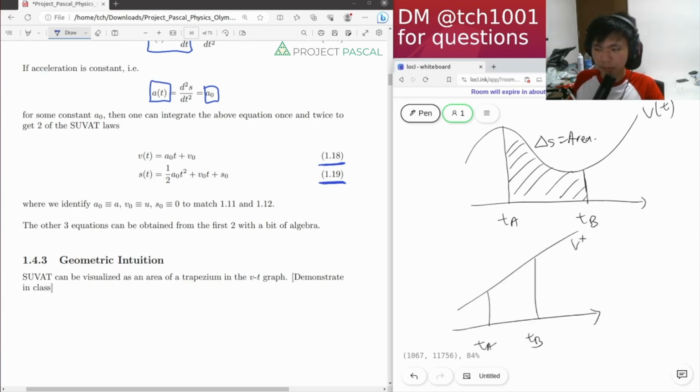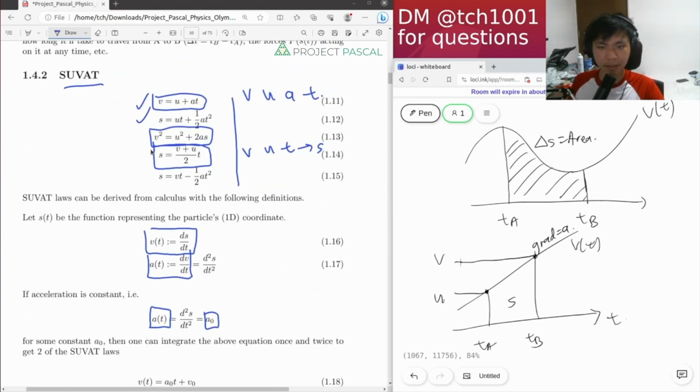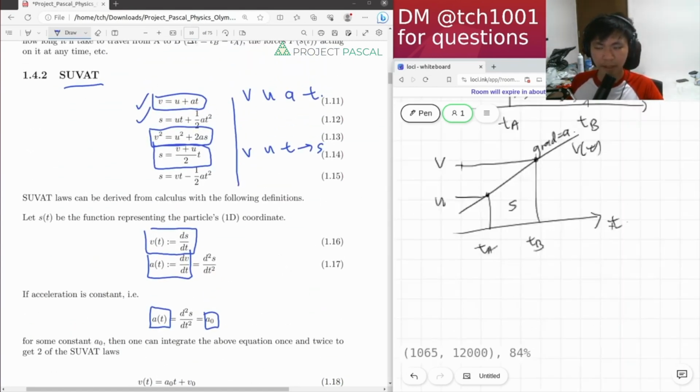Ta and Tb, this is the v with respect to time, this is time, and hence the displacement is just the area under the trapezium. The gradient is just the acceleration a0, and the initial and the final velocity is just the height of the vt graph at times Ta and Tb. With this, actually, this is also another way to geometrically derive the Suvat equations. And in fact, the velocity time graph is a very good way of thinking of most kinematics questions.